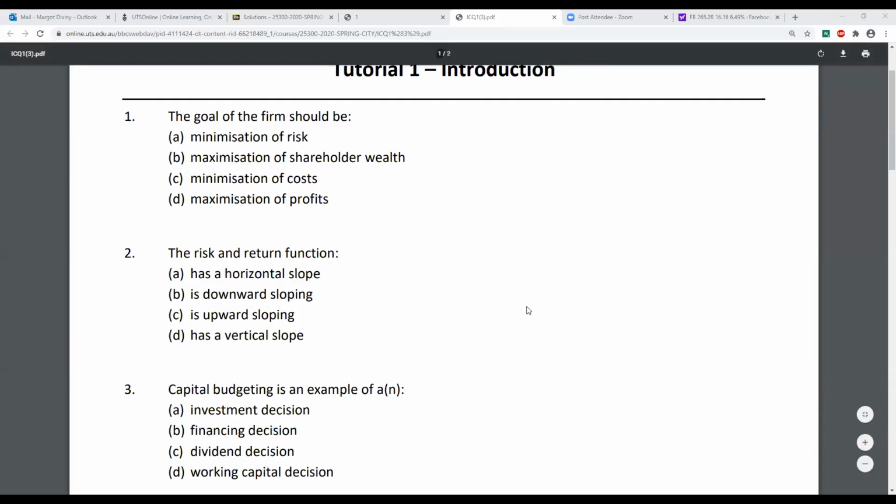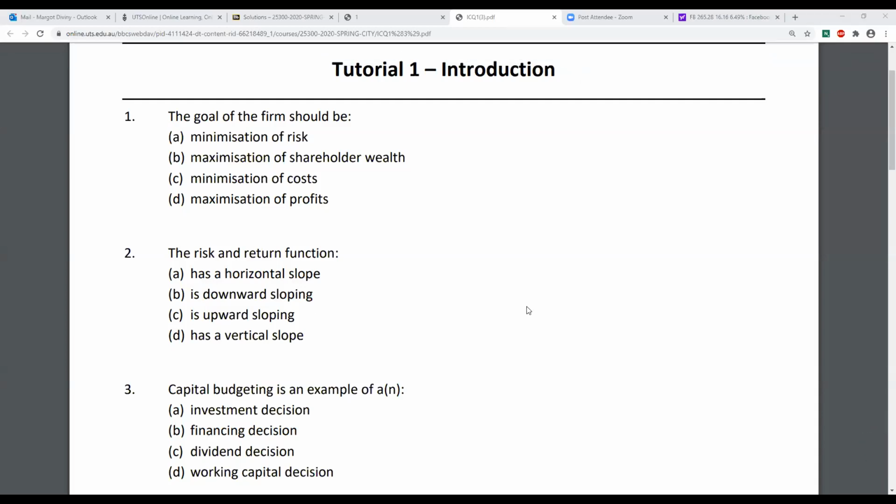Sorry, I didn't hear you. The last one. Maximization of profits. Okay. Does anyone have a different answer? Tom, what did you say? I said B. Okay. Do you want to tell me why it's B and not D?